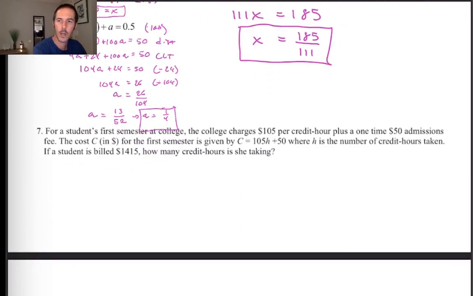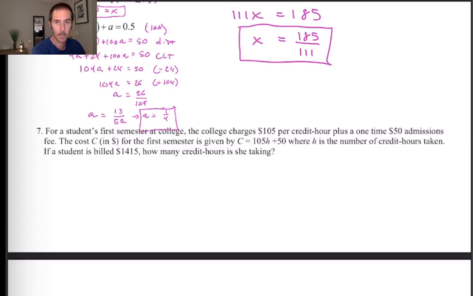In this one, we have a student in their first semester of college. The college charges $105 per credit hour, a one-time admission fee of $50. So the cost for the first semester is represented by this equation, C equals, where H represents the number of credit hours taken. The student is billed $1,415. Do you think that's a C value or an H value?